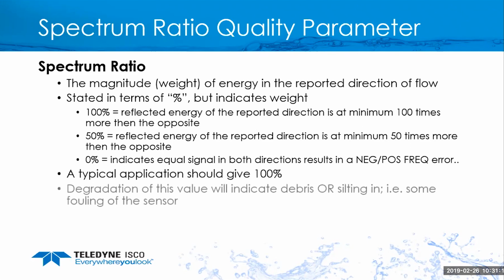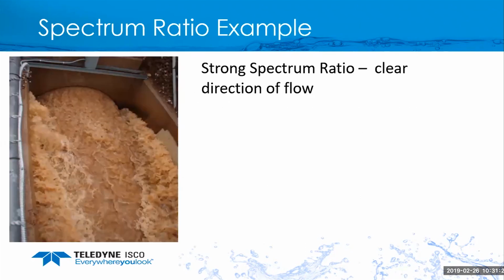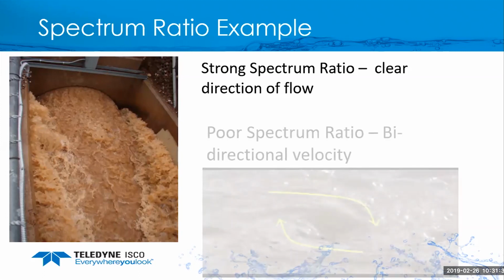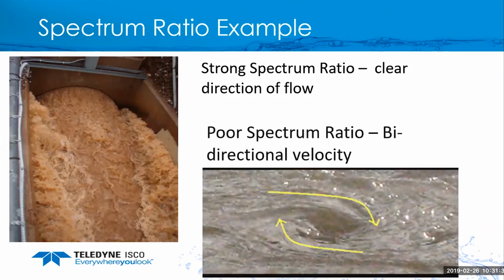In a typical application, you'd want to see 100%. As you see this start to drop, it indicates that we have sediment or debris or something in front of that sensor creating some swirling. So what does that look like? A 100% ratio means all the water is going directly at that sensor. If we have a poor spectrum, as seen here on the bottom right, we're starting to see some swirling, so it would be picking up both positive and negative velocities and may end up with a 0 ratio.